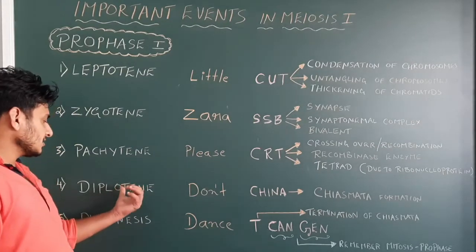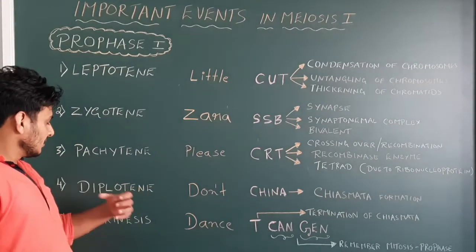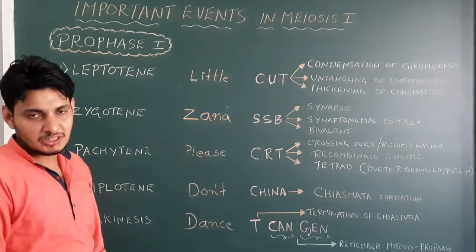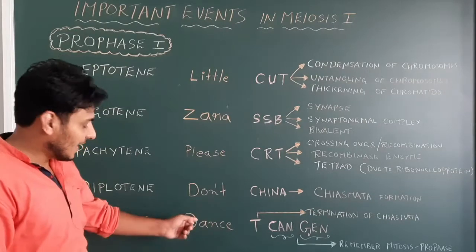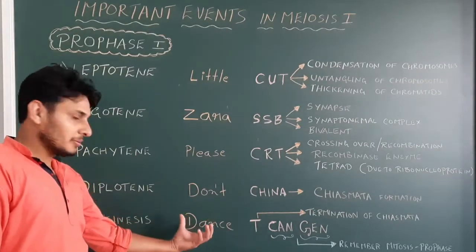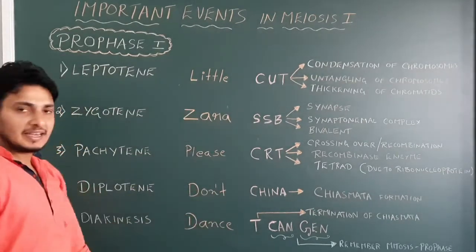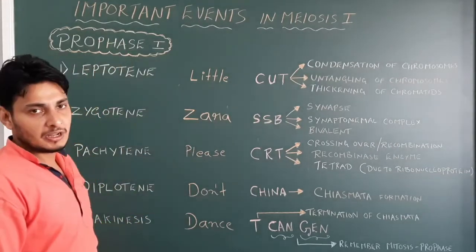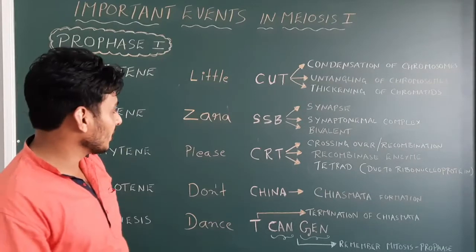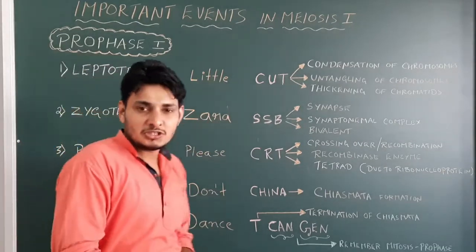Some write diakinesis in the fourth step and write diplotene in the fifth step. Okay, they may lose marks. Simple, if you remember "Little Zara, please don't dance", dance is the last word in the mnemonic. So diakinesis should be the last in the prophase 1 stages. Okay. So before that, I just want to tell you this.